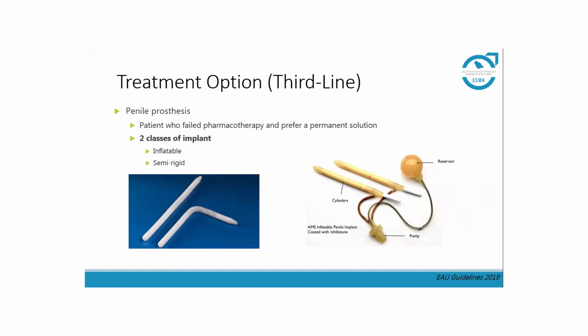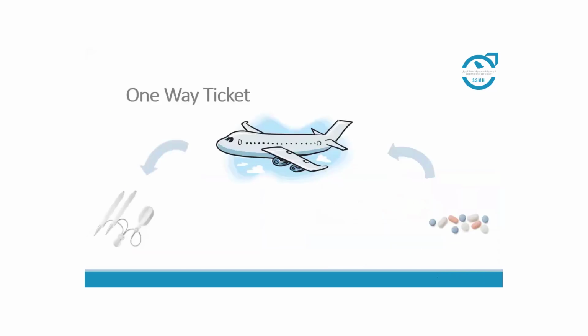However, patients need to understand that this is a one-way ticket. So there's no going back to injections. There's no going back to medication if they had a penile prosthesis. Penile prosthesis is considered a safe surgery, but it has some serious side effects that, with better counseling and better understanding and explanation with the patient, can all be avoided.